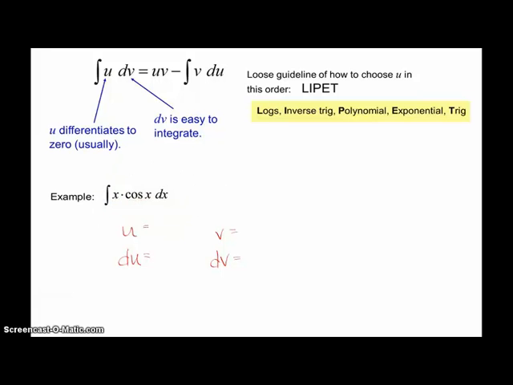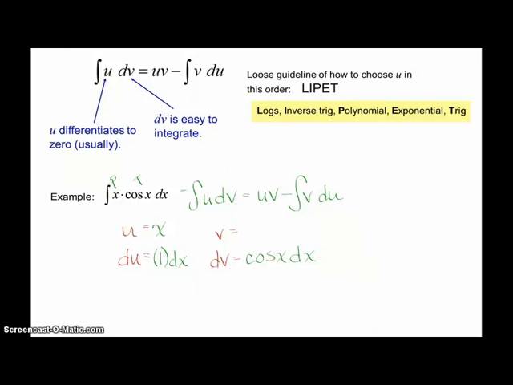So let's do this example using LIPET. We have a polynomial, x is a polynomial, and cosine of x is a trig. So according to LIPET, u needs to be our polynomial, and everything else by default has to be dv. Because remember, we're dealing with the integral of u dv equals u times v minus the integral of v du. So if we know what u is, we can find du by differentiating it with respect to x. Well, that's just 1 dx.